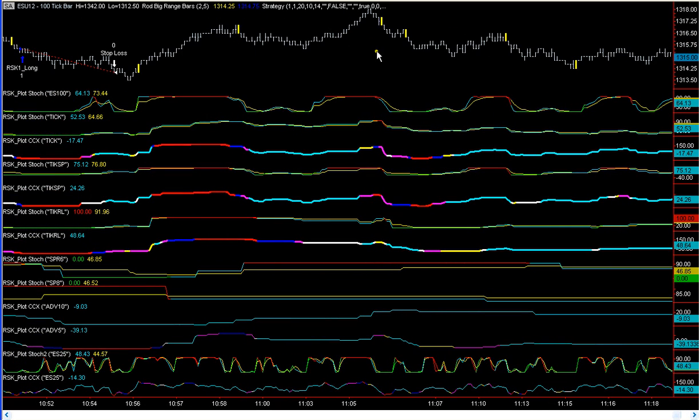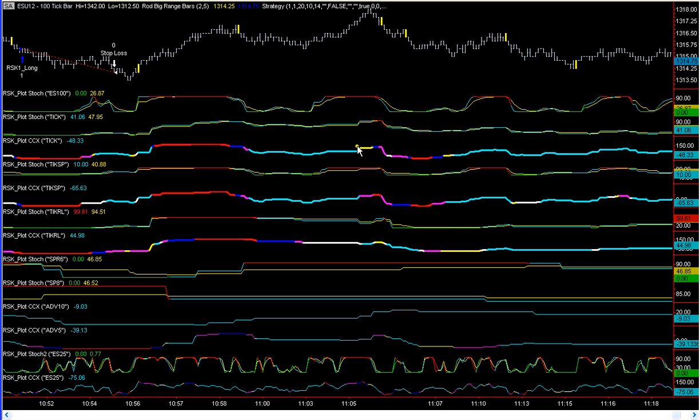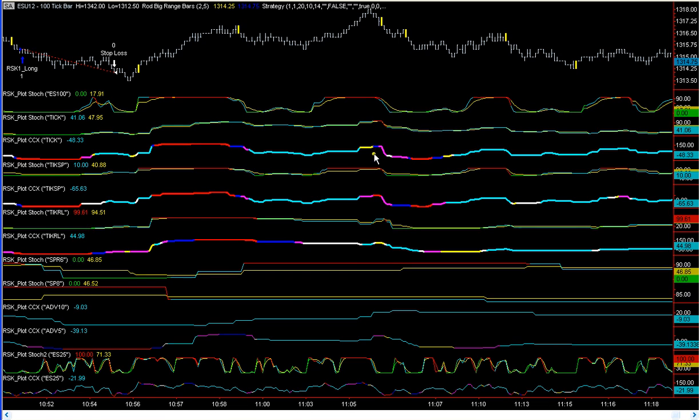You could see how on this chart, you don't really need to follow all of the individual charts. You can come right over here and let's just go quickly through the data. You know, the 100 ES tick overbought. It's overextended here on the tick with regard to the stochastic, and here's the CCX as well. Same deal on the tick of the S&P. The stochastic and the CCX all are in agreement.